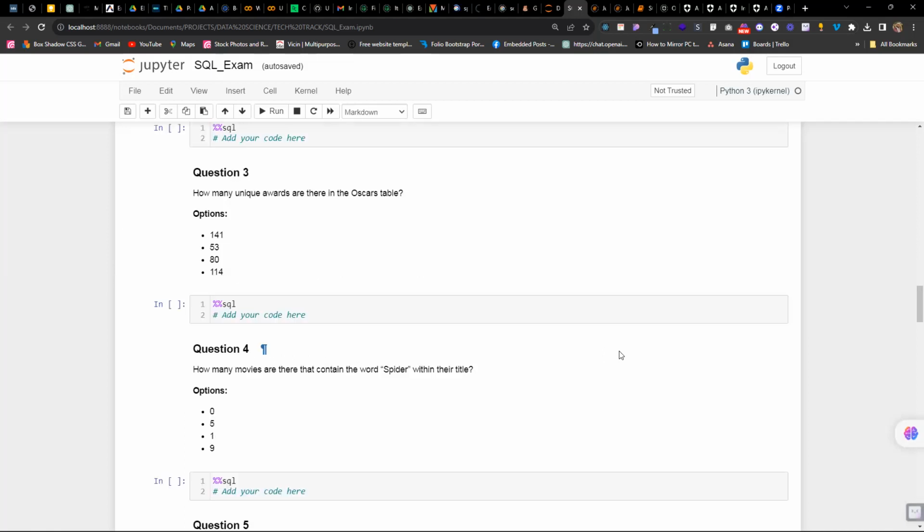So now to number 3. How many unique awards are there in the Oscar table? So who wants to help us with this one? How do we get to know the unique awards or the awards? These people, they are smart. They started from the smallest point and they are taking it a little step by step. It's your time.